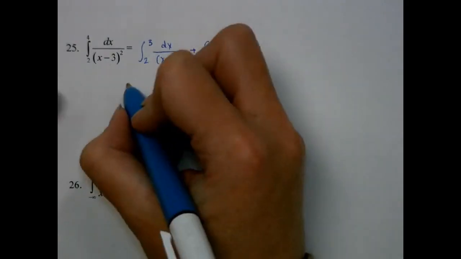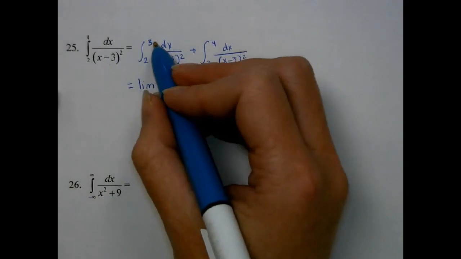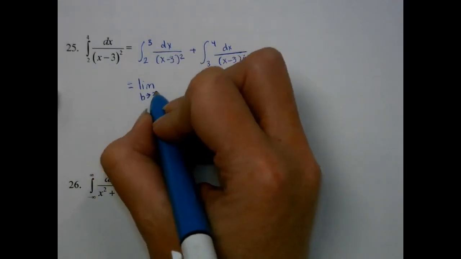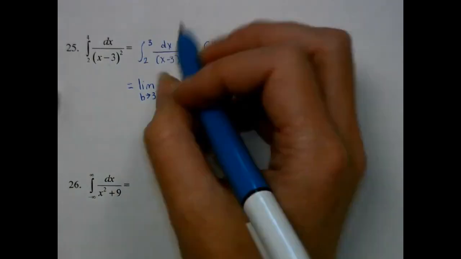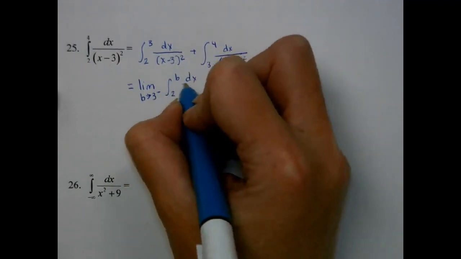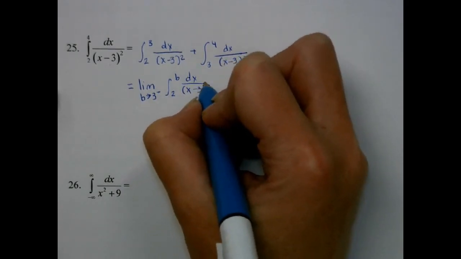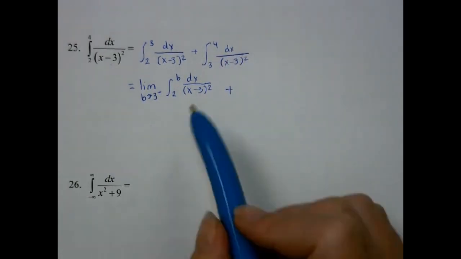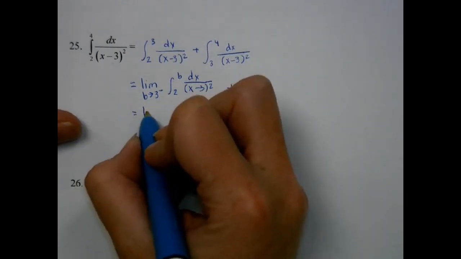So this would be the limit as we're going to replace this with a value. So I'm going to replace that with b. So it says b goes to 3 from the negative side because it's going from 2 to 3, of the integral from 2 to b of dx over (x minus 3) squared, plus this one. So I'm actually just going to deal with this one because if this one diverges, they both diverge. And these have a tendency to do that.